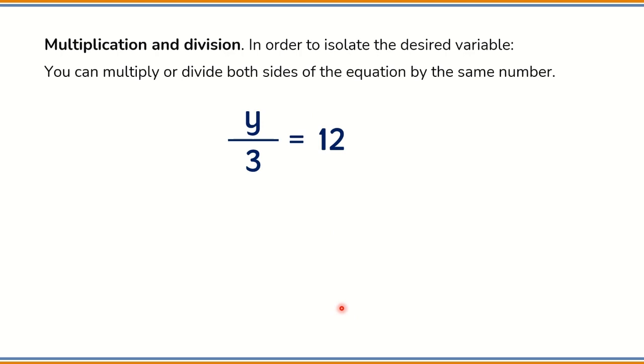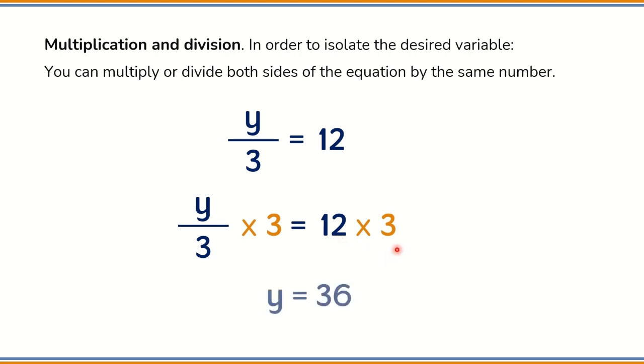Another example. If I want to isolate y, I need to get rid of 3. If I multiply both sides of the equation by 3, on the left hand side I will have 3 divided by 3, which is 1, and 1 multiplied by y is y, and on the other side 12 times 3, which is 36, and this is the value of the variable y.